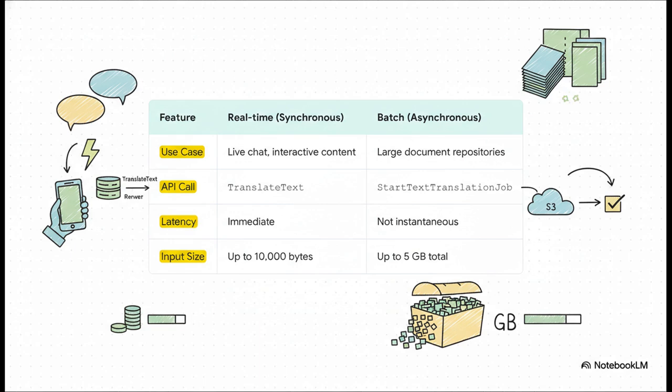On the other hand, you have batch or asynchronous translation. This is your go-to when you're dealing with huge volumes of text, like translating an entire library of documents stored in S3. You kick off a job and you get the results a little later.